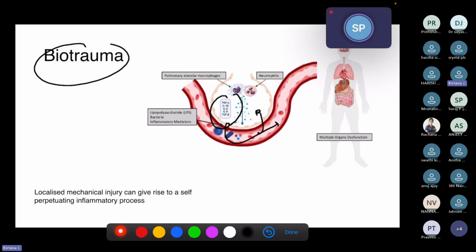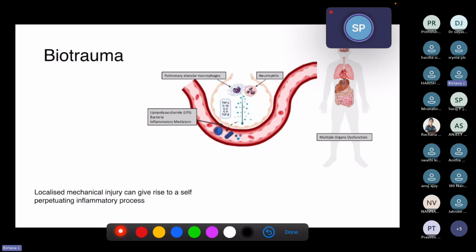And these cytokines will go and cause sepsis. They will go and lead to multi-organ dysfunction syndrome. They will go and lead to further lung injury. So ultimately, this ventilator-induced lung injury, which starts as a localized mechanical injury, gives rise to a self-perpetuating vicious inflammatory cascade, and slowly and steadily this keeps increasing till there is evidence of acute lung injury and MODS.